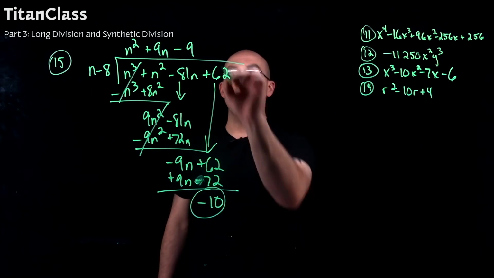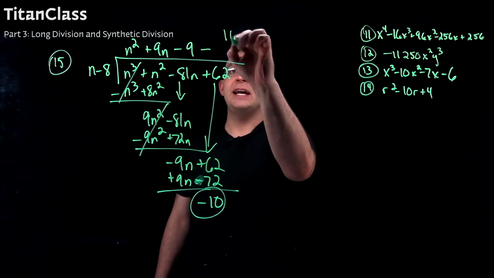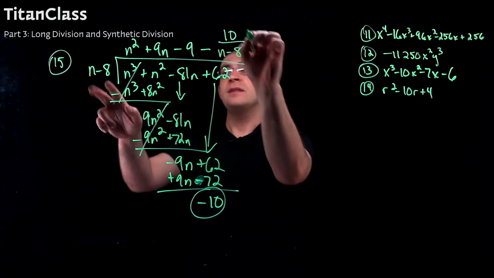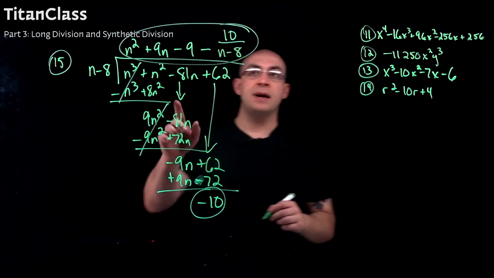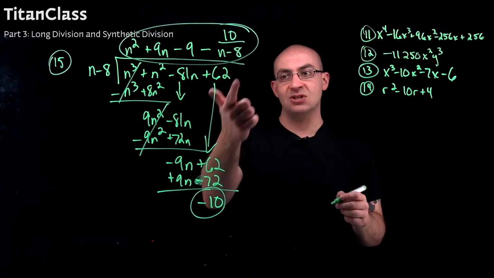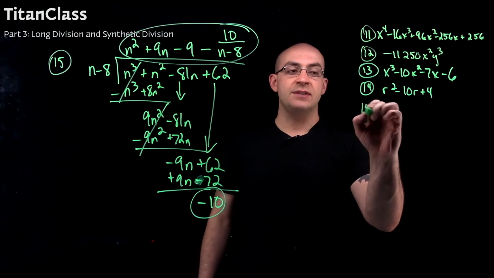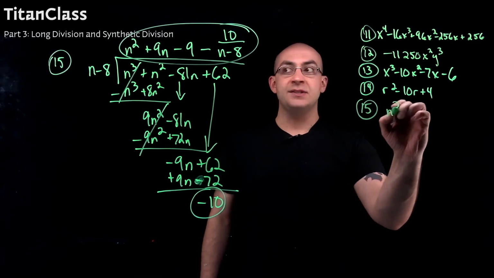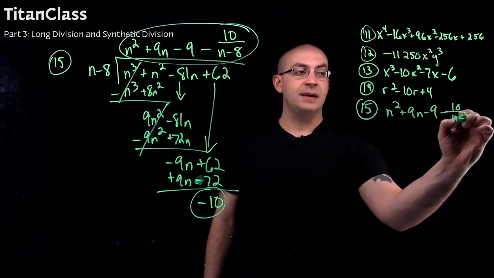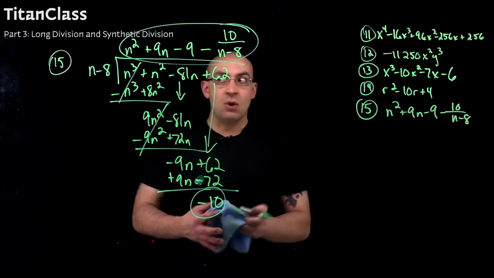What we do with that is we put a minus for the negative next to the last number we put up here. 10 goes in the numerator, and the denominator is our original divisor. This is my final answer: n squared plus 9n minus 9 minus 10 over n minus 8. And again, there's nothing else that we can create to drop down, so we actually have to stop there, right? This is division's way of saying no more. So n squared plus 9n minus 9 minus 10 over n minus 8. Final answer. Okay, so that's long division.